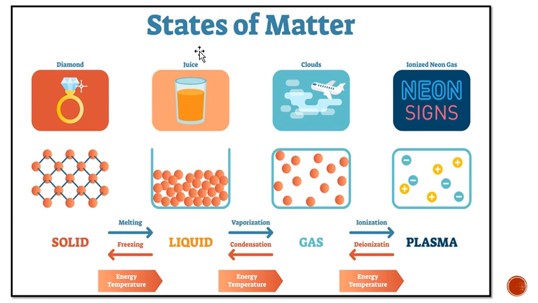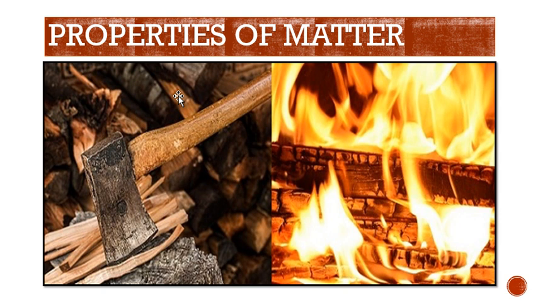Now, aside from the states or phases of matter, matter also can be described in terms of their properties. Pwede na to describe ang matter in terms of physical properties and chemical properties. So in this figure, we have this chopping of wood, and then this is a burning of wood. So we can describe the properties of matter here and also here. But take note, there is a difference.